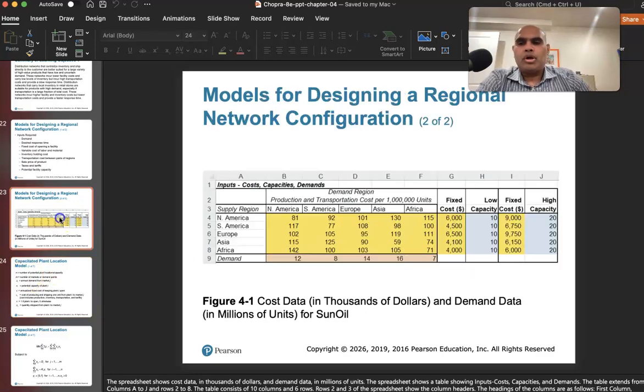And the way we model this is, all the locations where you can potentially place your manufacturing facility, your production facilities, are called supply regions. And all the places where you have demand are called demand regions or market regions. So you have supply regions and demand regions, right? So that's what you have here.